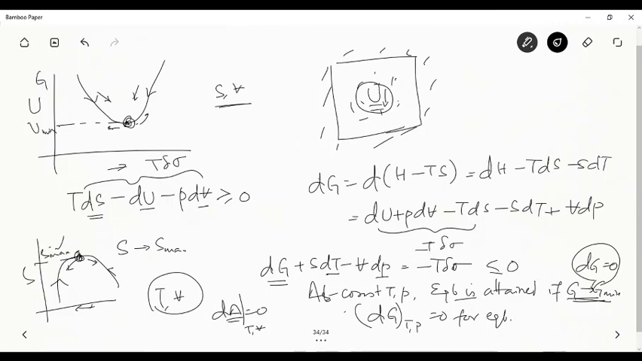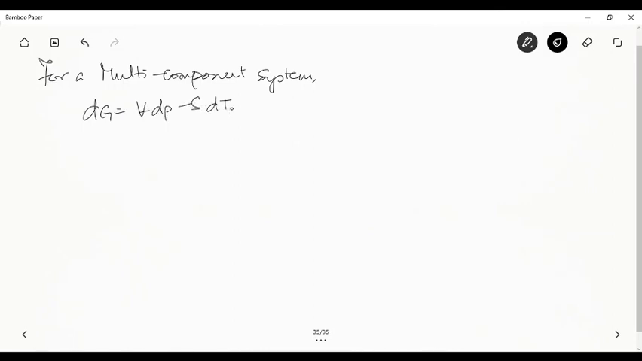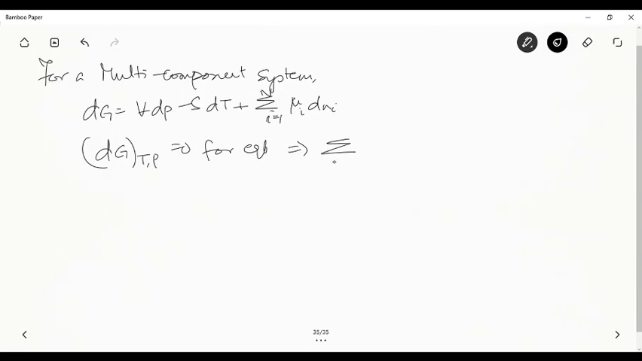So now using this, let us go to a multi-component system. For a multi-component system, you'll get dG is nothing but VdP minus S dT plus the summation over i equal to 1 to N of mu i dNi. So if I say dG at constant T and P equal to 0 for equilibrium, this basically implies summation of i equal to 1 to N of mu i dNi is equal to 0. So this is a condition for equilibrium for a multi-component system.